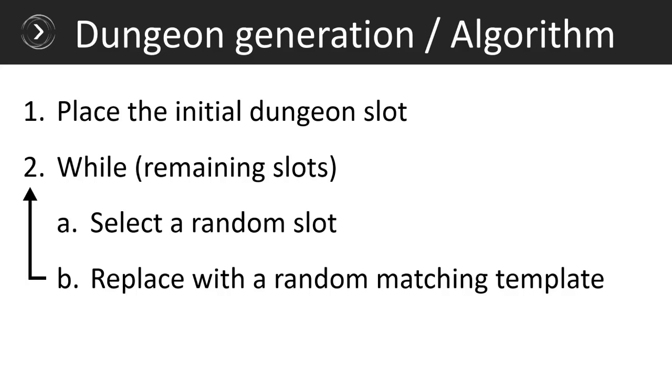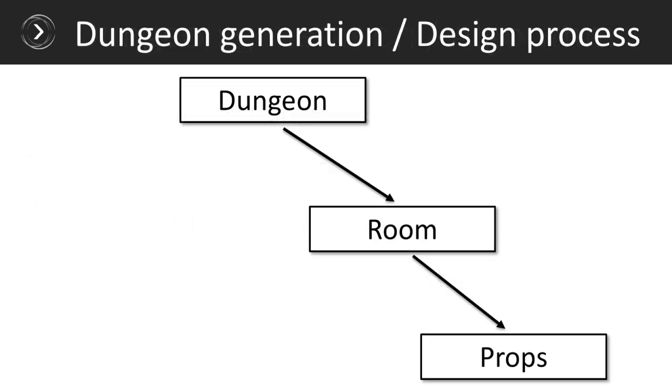The high-level algorithm is once again pretty simple. We place the initial slot, which is most of the time a dungeon slot. And until we have some slot in the scene, we select a random one, and we replace it with a template that is matching the type of content. For instance, a room with a certain shape and certain size. And we do it recursively until we don't have any slots anymore. So in the example I've shown you, we have three major types of content, which are the dungeons, the rooms, and the props. The dungeons are containing rooms, and the rooms are containing props.